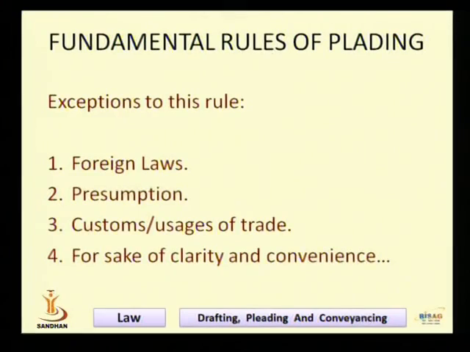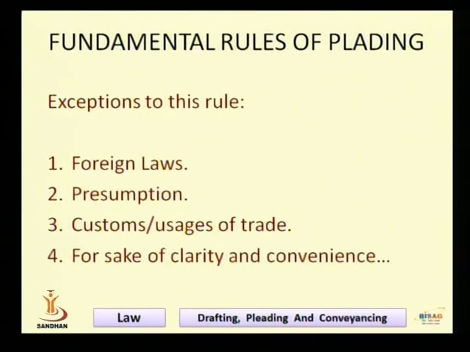If these kinds of customs are included in the plaint or written statement, though it states the law, they are an exception to the first rule. For the matter of clarity or convenience, if anything is stated in the plaint, it is an exception to rule 1.